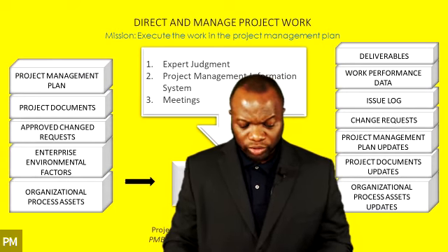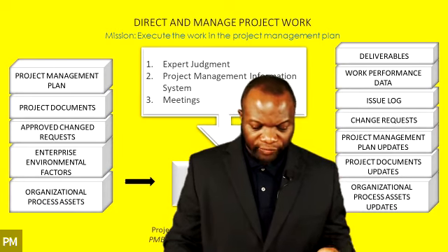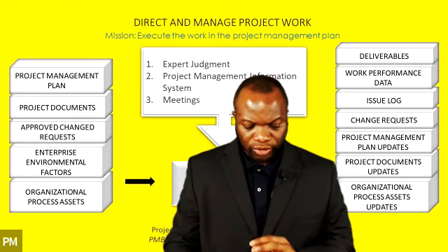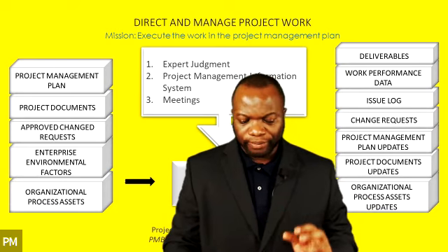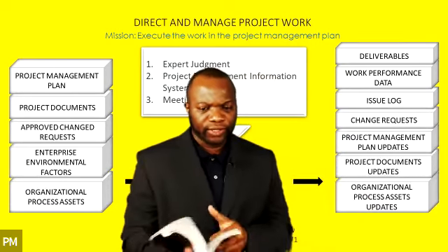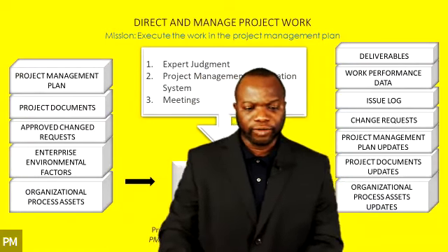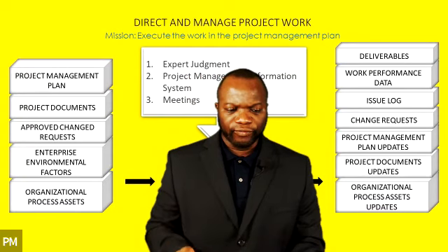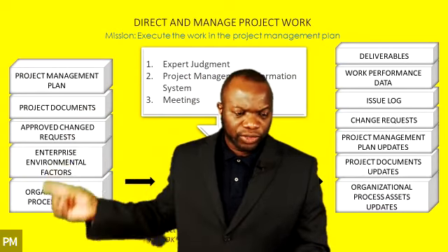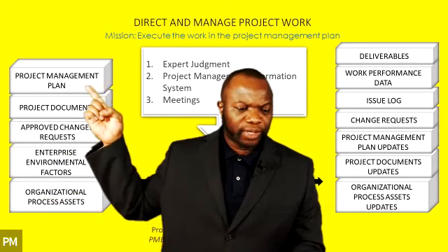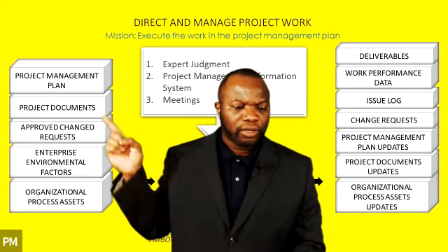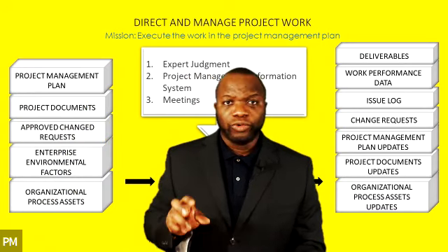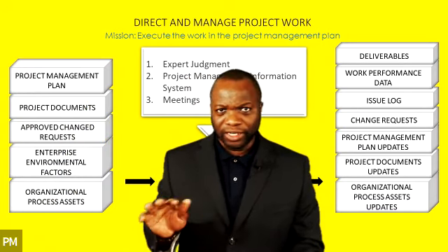Direct and Manage Project Work, on page 75, you've got the high level. On page 90, you've got the minutia. Let's talk about the high level first. So at a high level, this process consists of those inputs, the project management plan we've talked about, project documents, which are on page 89. We just need to go into a little bit more detail later on.